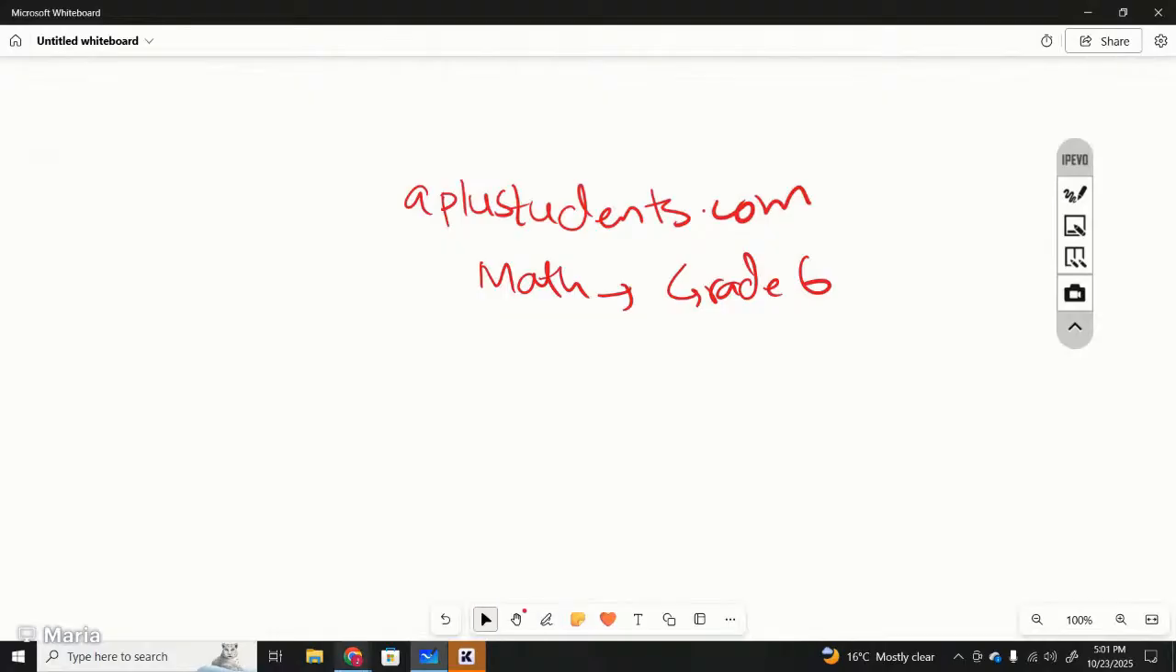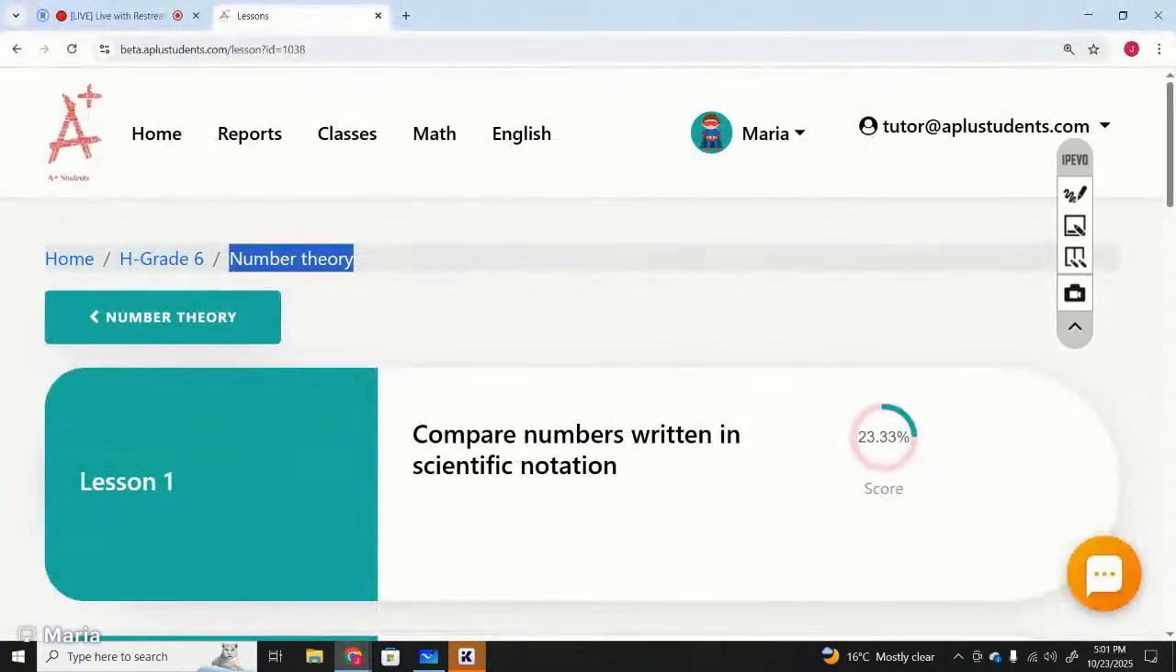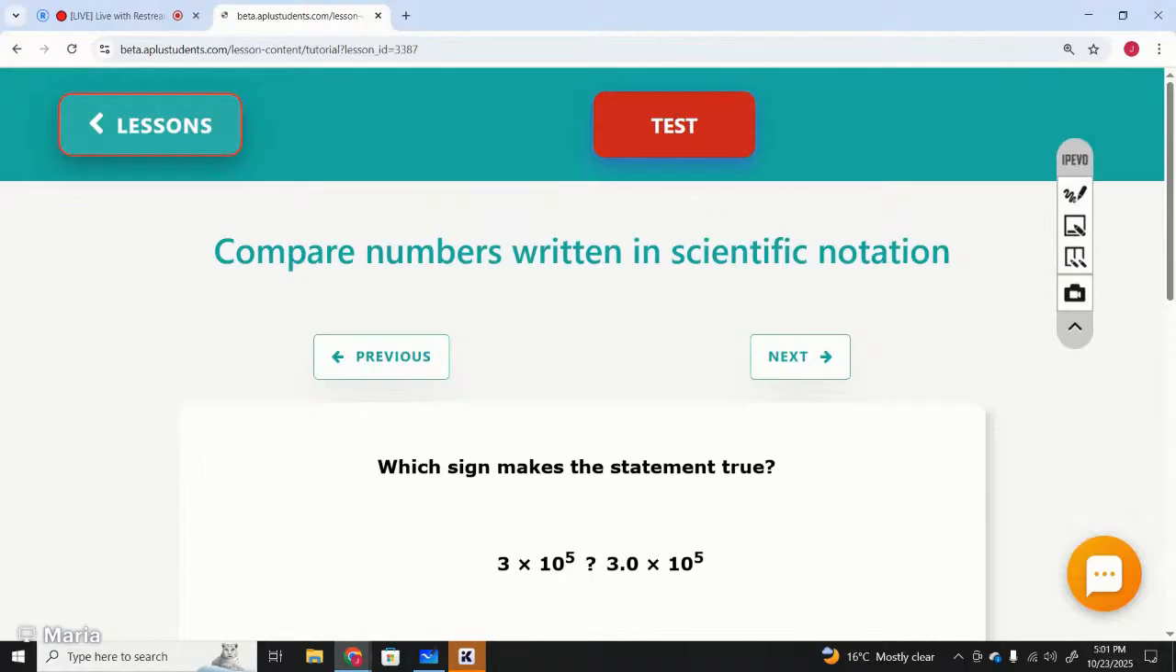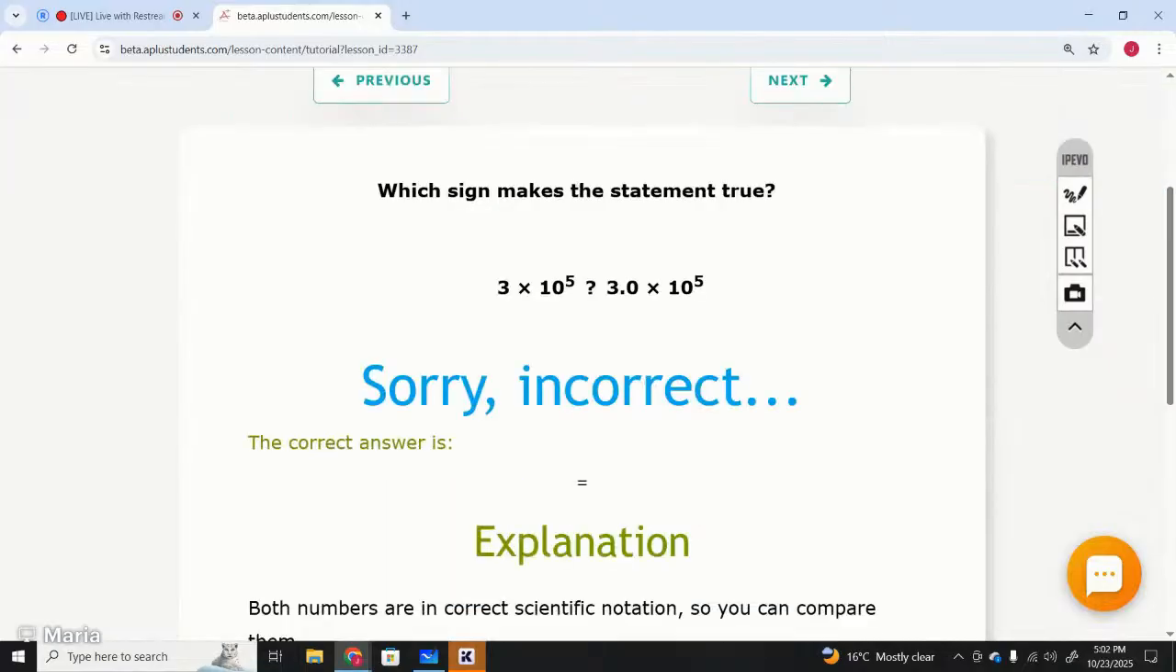We're going to start with lesson number 3. Let's start with the first lesson, that is compare numbers written in scientific notation. Let's start with an example. Which sign makes the statement true? 3 times 10 exponent 5 and 3.0 times 10 exponent 5.